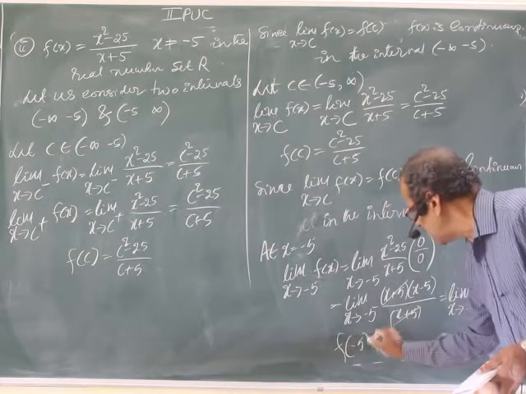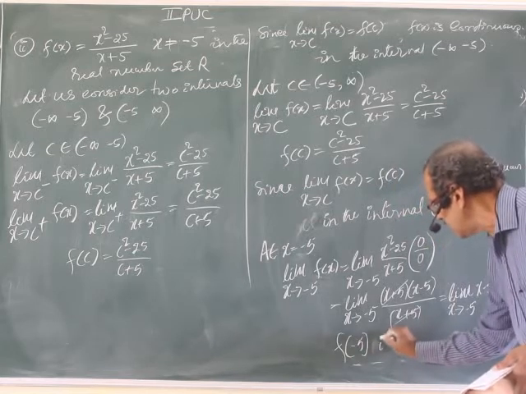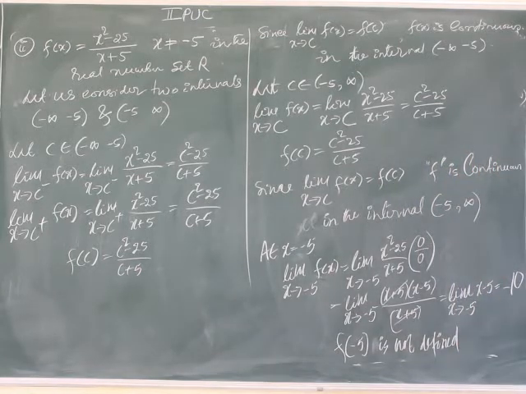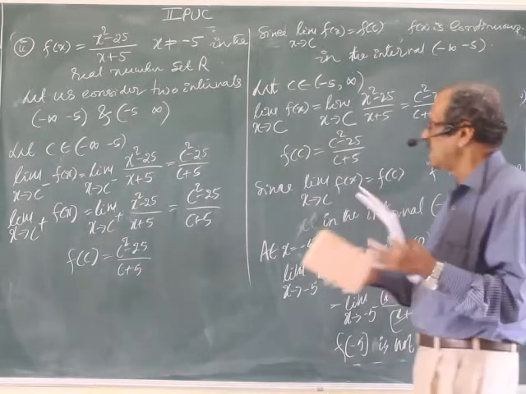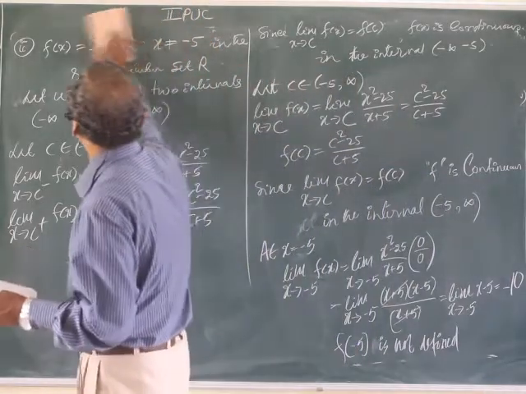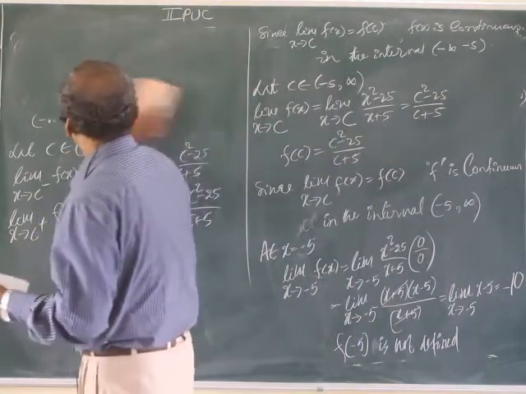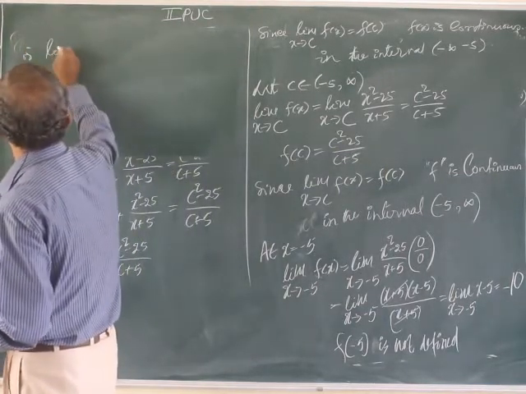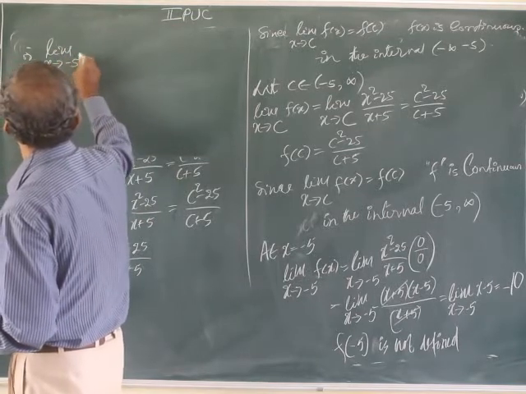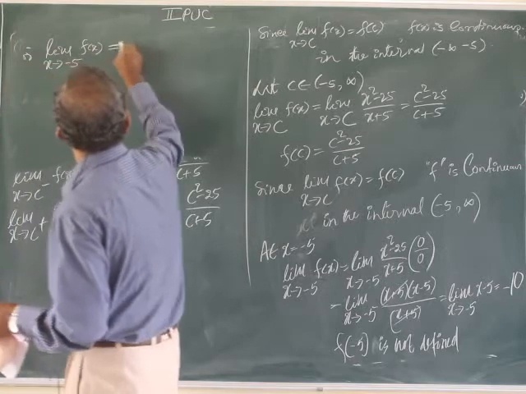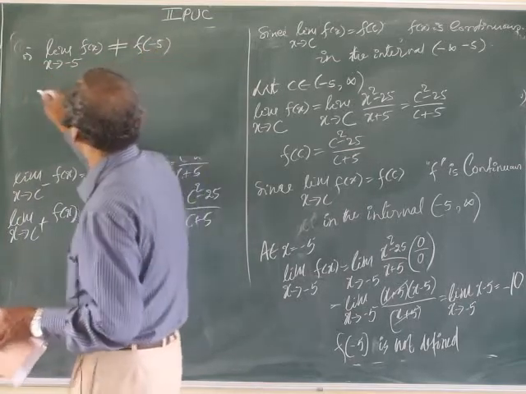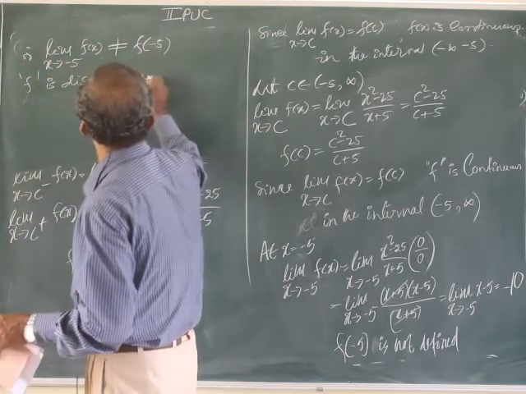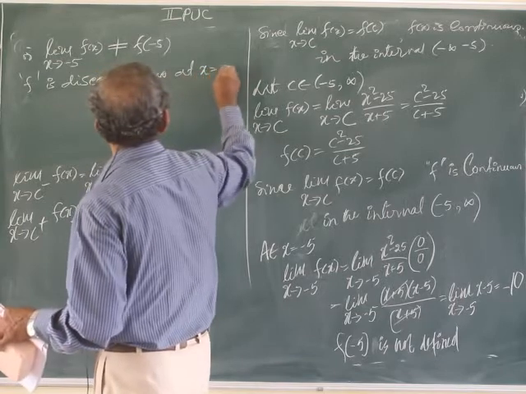F of minus 5 is not defined. When you put x equal to minus 5 in the equation, it is not defined. Therefore, conclusion is, limit x tending to minus 5 f of x not equal to f of minus 5. F is discontinuous at x equal to minus 5.